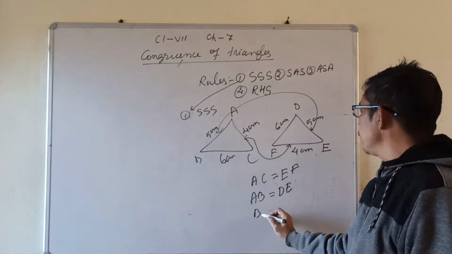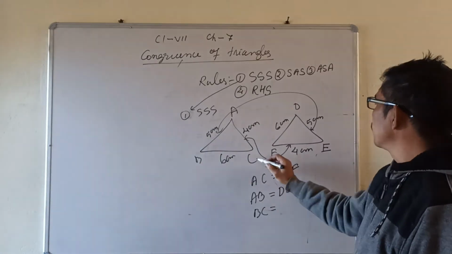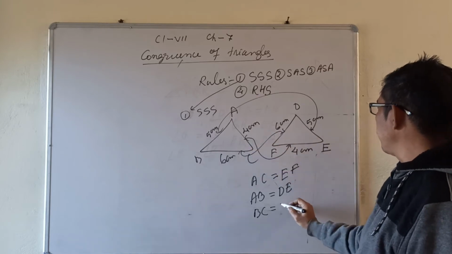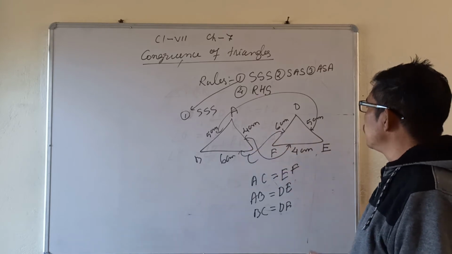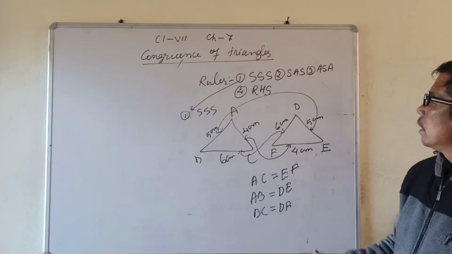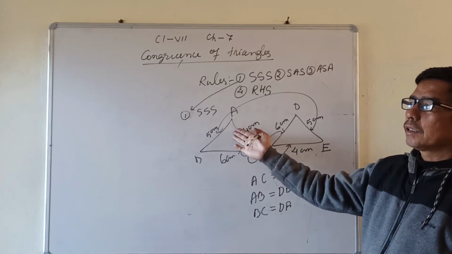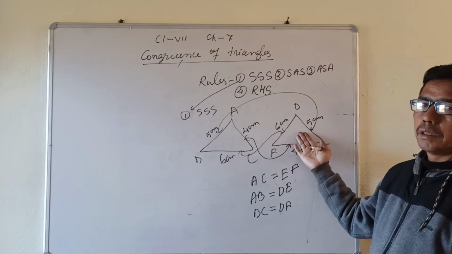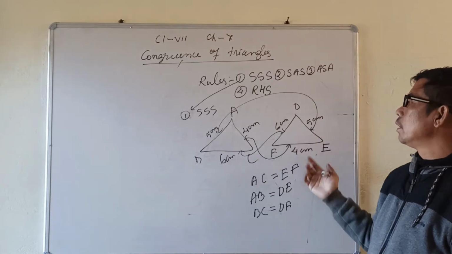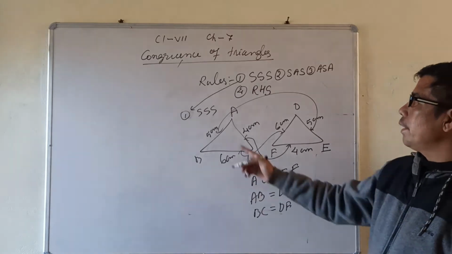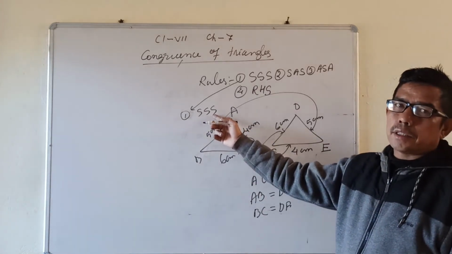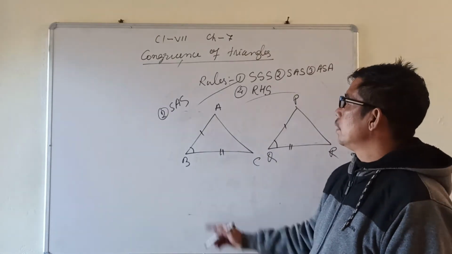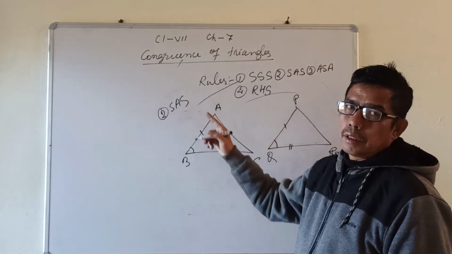And BC is the same length as DF. That means the three sides of the first triangle are equal to the three sides of the other triangle. Then the two triangles will be congruent by triple S, the SSS rule.